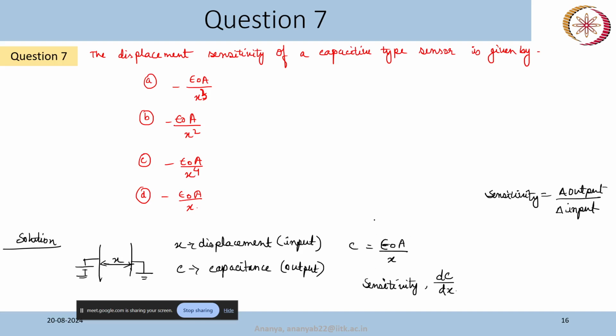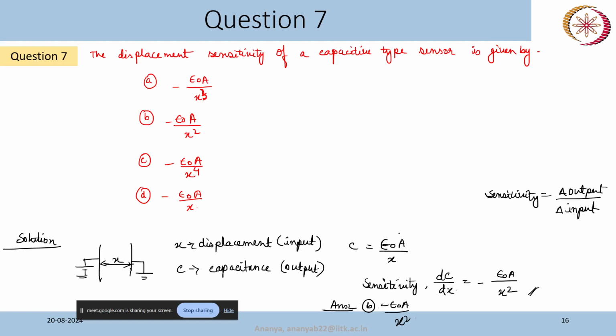We will differentiate the expression of capacitance with respect to x. That will give us sensitivity. Epsilon naught A is constant, and the differentiation of 1 by x will be minus 1 by x square. So this is our sensitivity. So what is the answer? The answer is B, minus epsilon naught A by x square. This is the sensitivity if our input is displacement, or the distance between the capacitor plates.